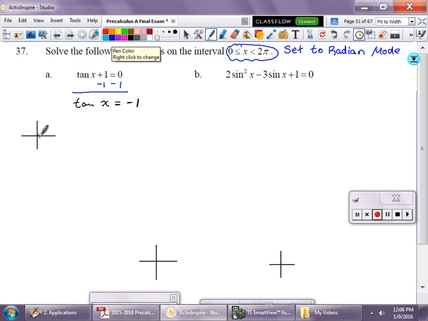Well, the location of where tangent is negative is in quadrant 2 and in quadrant 4. Remember, that's the ratio y over x. Your x value is a special angle which has to be memorized. What is that reference angle? It is pi over 4. So x, and I like working in radians, it's easier because you just keep the name. The name is pi over 4.